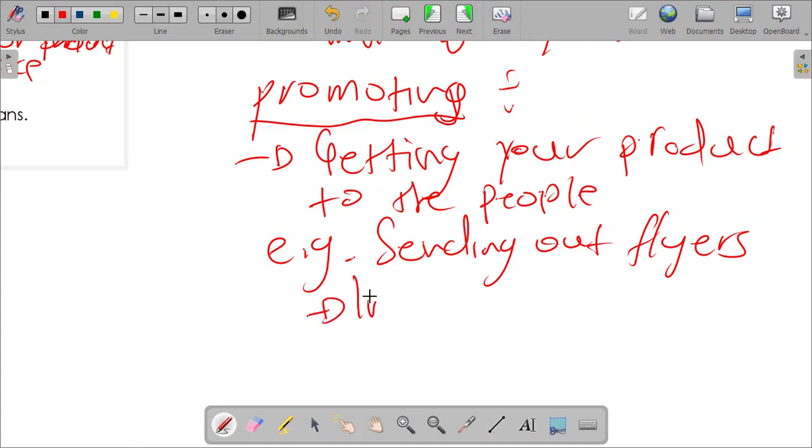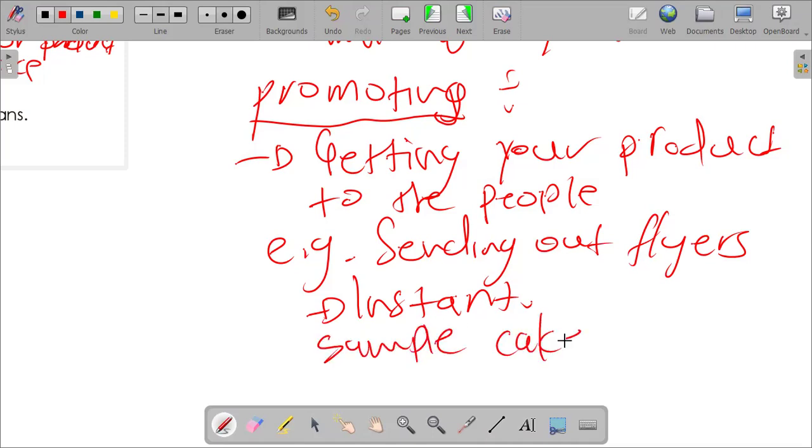So promoting is instant. It happens now. So if we go door to door and show people and give them a sample of our cakes, then we are promoting the product. We are doing it now.